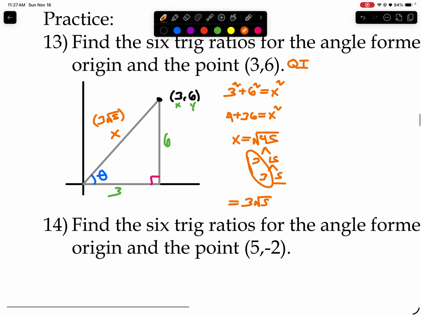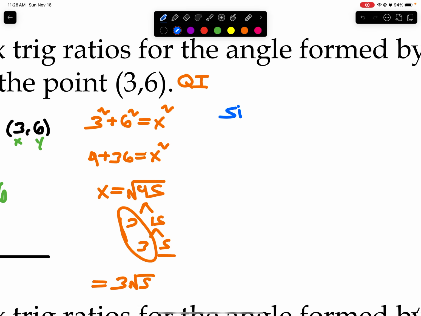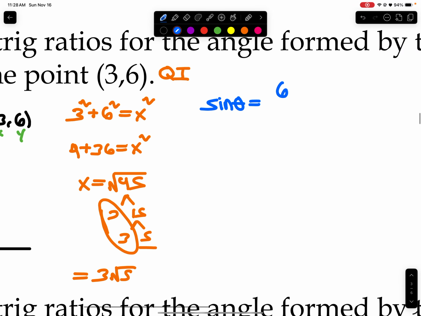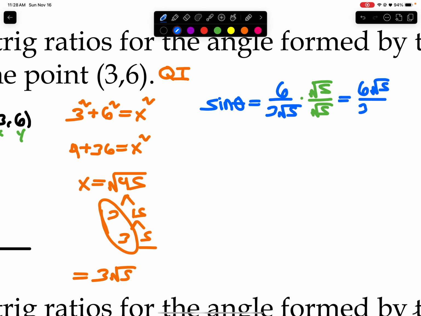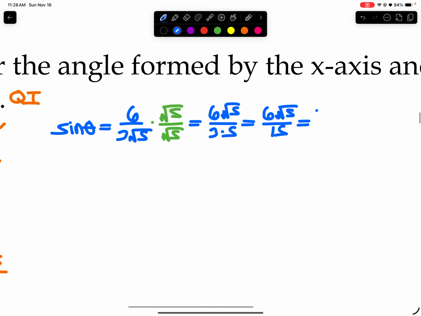So now that I have all 3 sides of my triangle, I can go ahead and do my trig ratios. So I know sine of theta is going to be the opposite over the hypotenuse. So 6 over 3 root 5. And of course, we need to rationalize, so I'm going to multiply by root 5 over root 5. When I rationalize, that's going to give me 6 root 5 over 3 times 5, which is 6 root 5 over 15, which simplifies by a factor of 3. So that's going to give me 2 root 5 over 5.